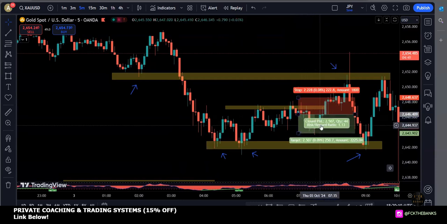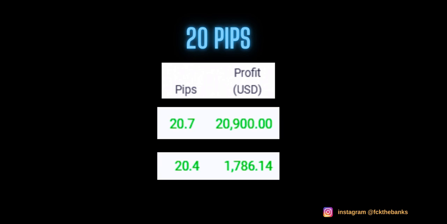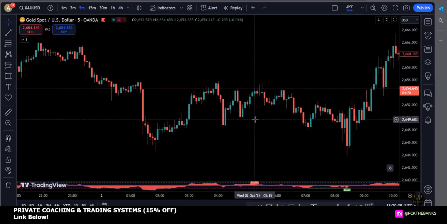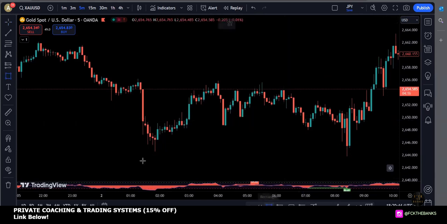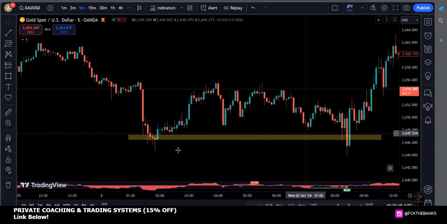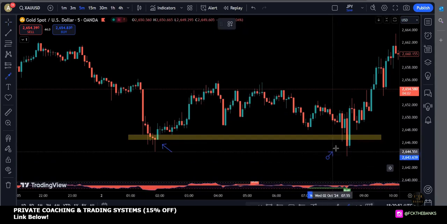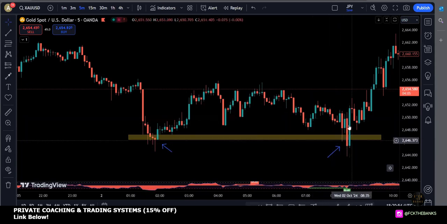This is gold. Remember in my previous videos I said you don't need huge moves to make money. This is the day before. This is in gold. Also, this is 5-minute charts. So as you can see, guys, price reacted to this level, to the left. As you can see, price made a little fake out.